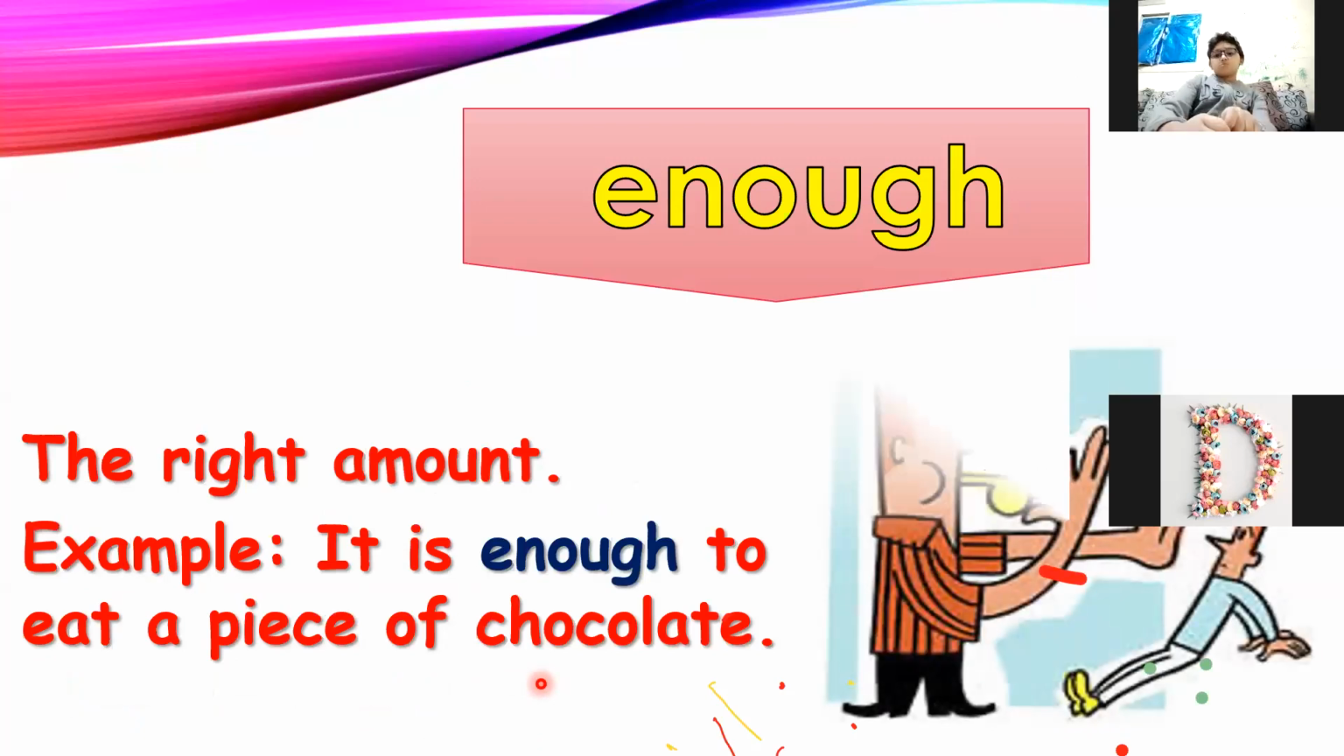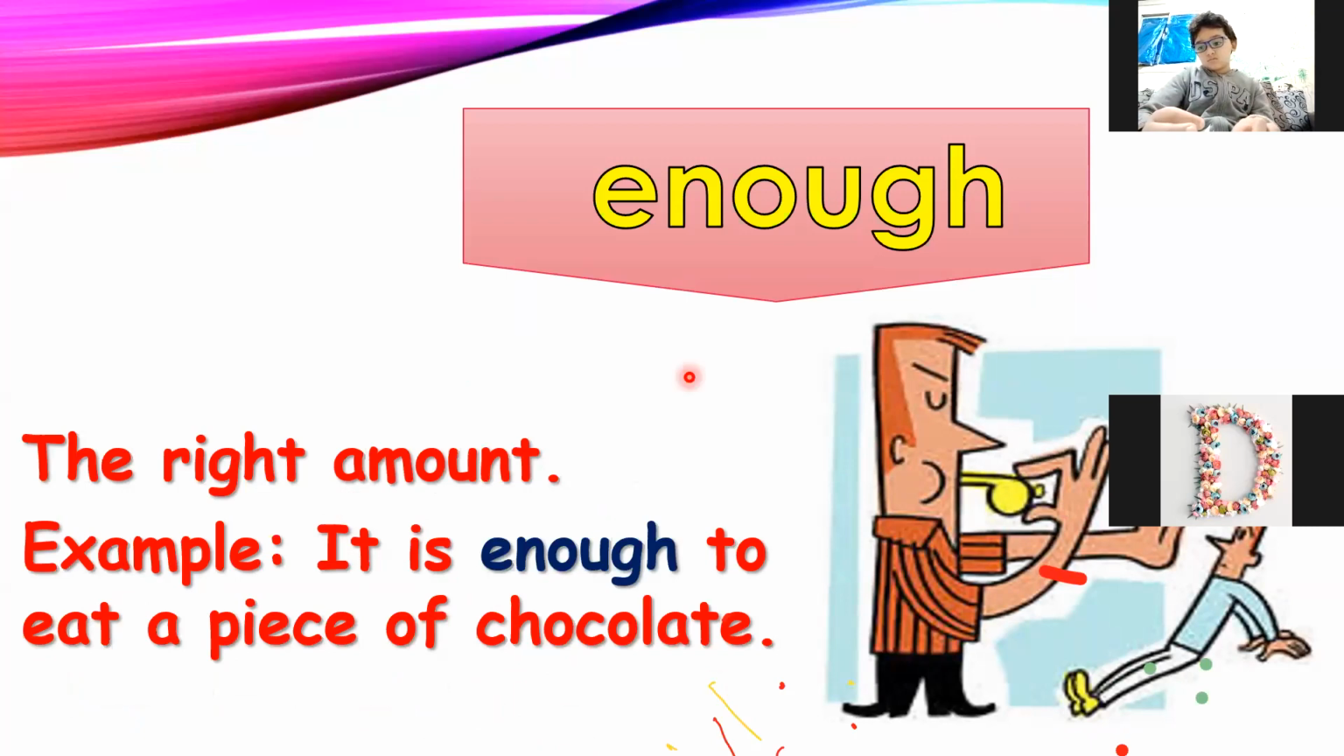Next, you have here the word enough. Enough means the right amount of something you eat. For example, it is enough to eat a piece of chocolate. It means it is the right amount. Don't eat too much chocolate, just eat enough. So that is the meaning of enough.